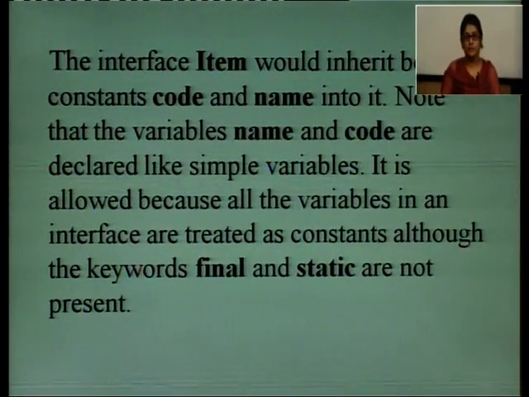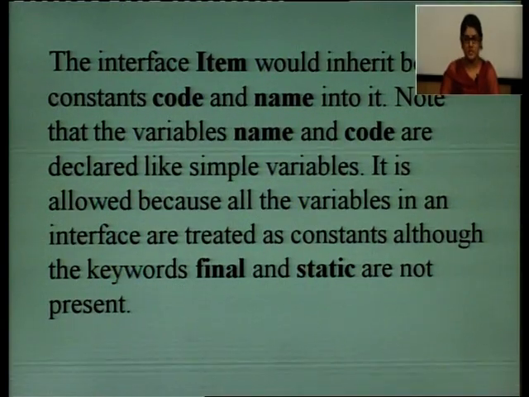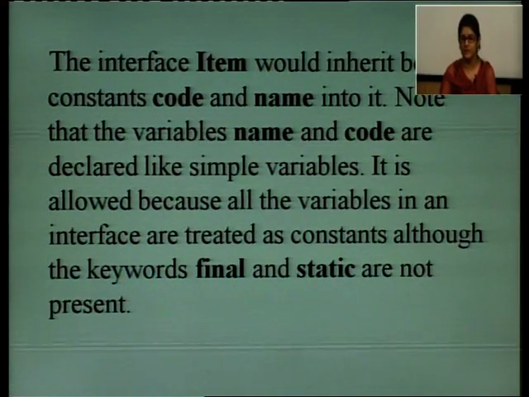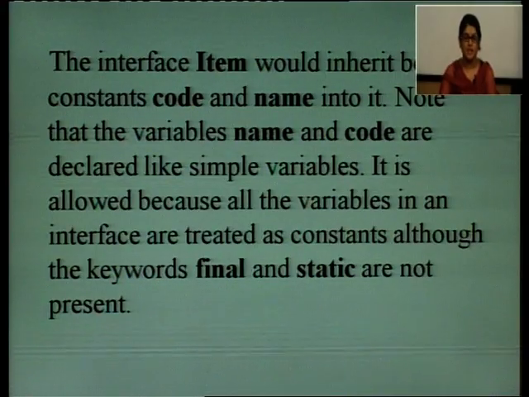The interface item would inherit both the constants code and name into it. Note that the variables name and code are declared like simple variables. It is allowed because all the variables in an interface are treated as constants, although the keywords final and static are not present. Even if you do not specify the keywords final and static in front of the variables that you are declaring in the interfaces, still they will be treated as constants only. You will not be able to change the value of those variables in your classes.